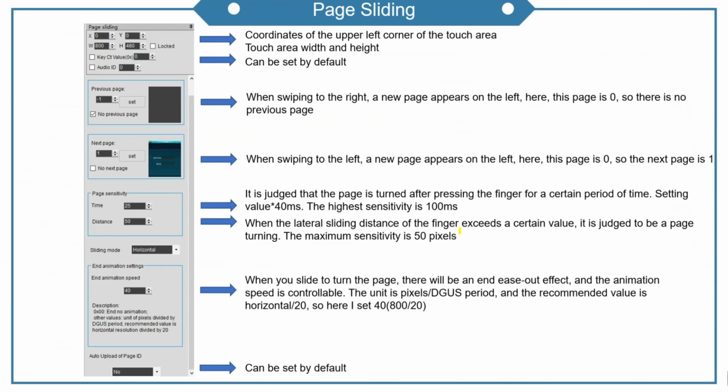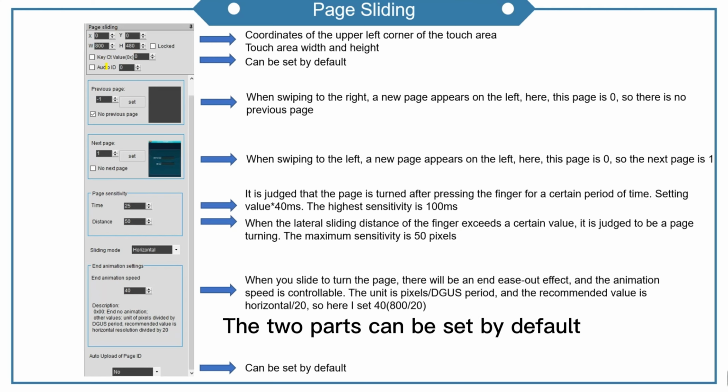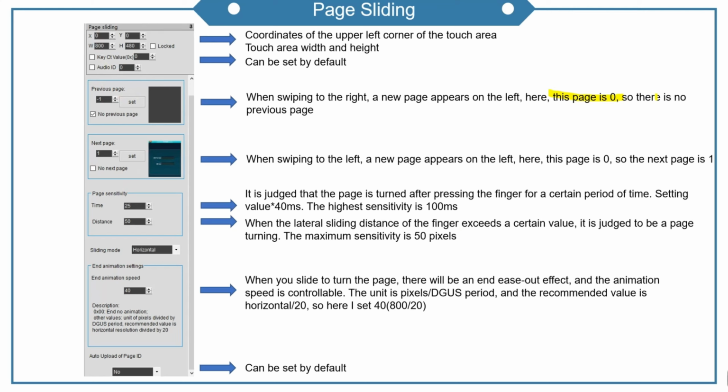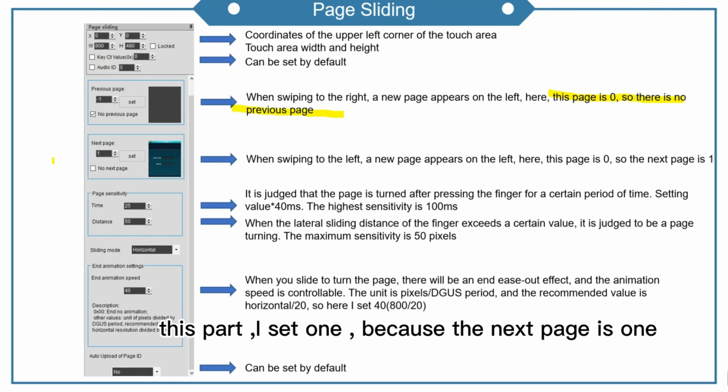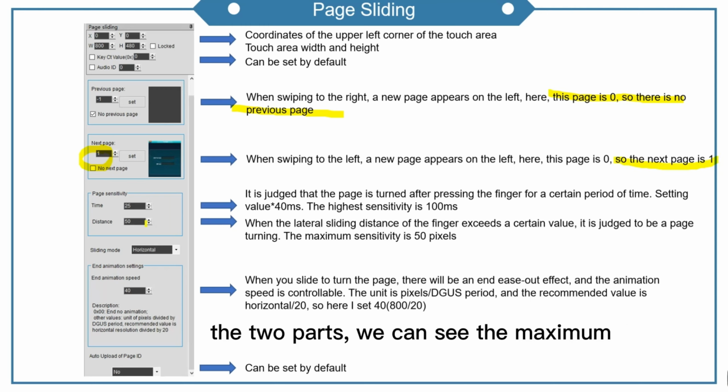The first part, software setting. These four parts are automatically generated by the system. The two parts can be set by default. The page is 0, so there is no previous page. This part, I set 1, because the next page is 1. The two parts, we can see the maximum.